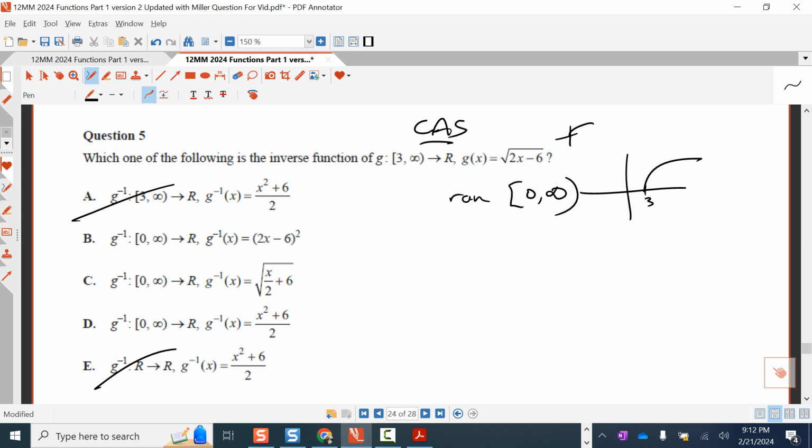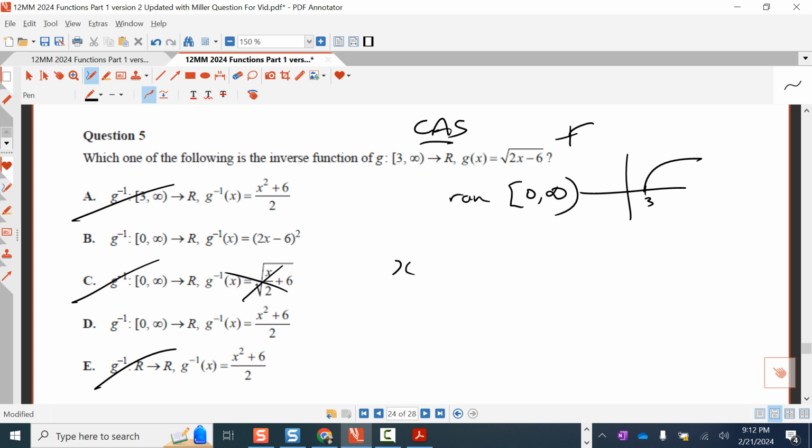So what we can do is get rid of C, because whoever's worked that out is thinking that the inverse of a square root is a square root, and it's not. It can't be. It's got to be one of these parabolas here. So which one are you?